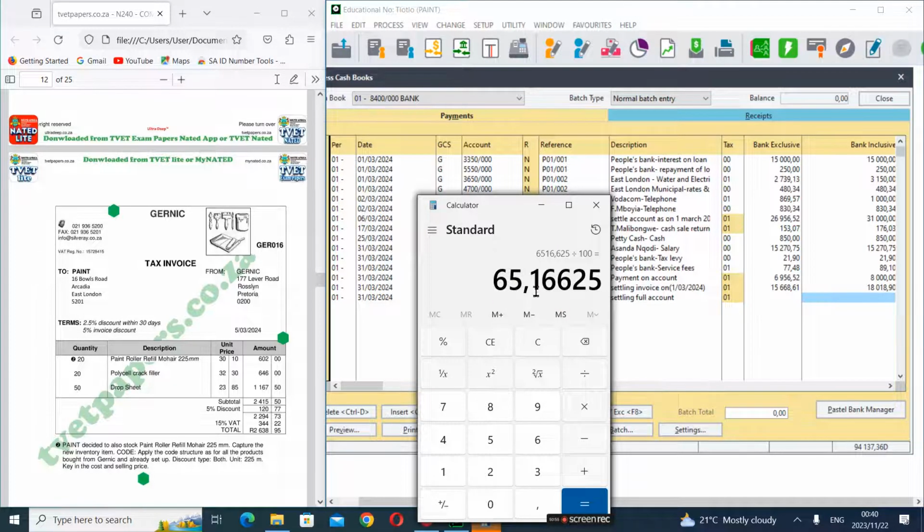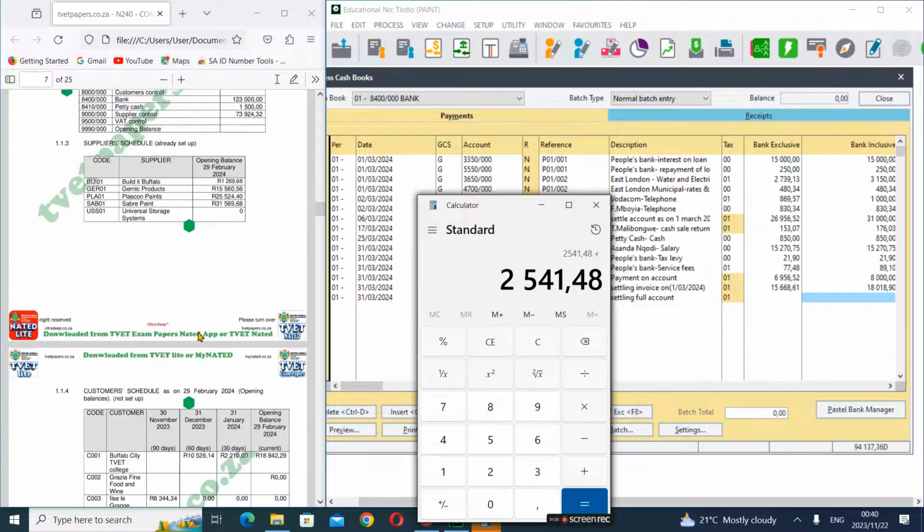minus 65.17. So it is 2606.65 minus 65.17, and then we'll be left with this amount. This amount plus our opening balance on generic, plus 15,560.56. Okay, so we're getting this. So okay, we got 18,102. Let's just double check. Let's just confirm again that everything we've done here is correct.